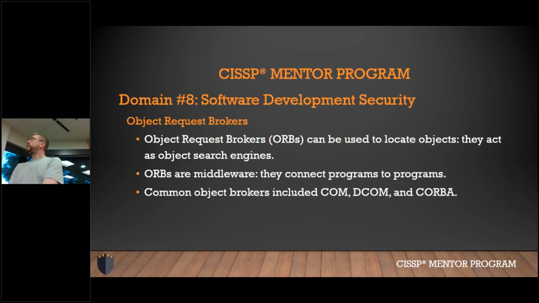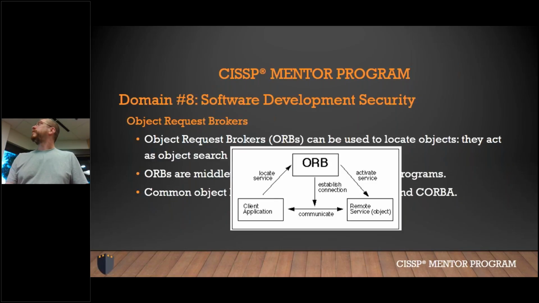Object request brokers locate key objects, and you can think of it as an object search engine, okay? So middleware, this is when you would see COM, DCOM, or CORBA, and we'll go through those very quickly. So here's your object request broker. I've got this application. Hey, I need to find this service. It'll function as that middleman to activate it on the remote and help you establish that connection.